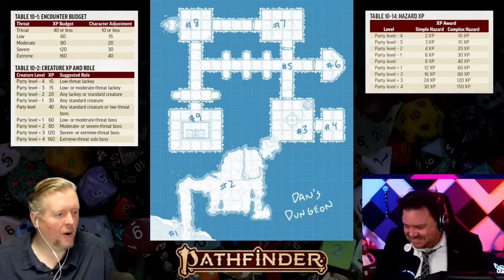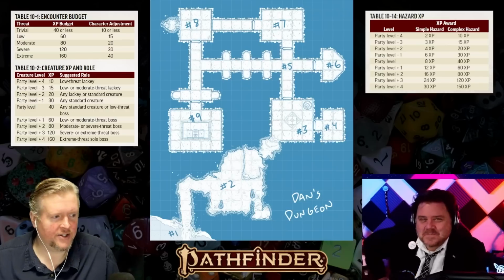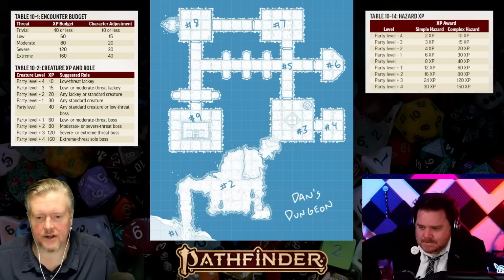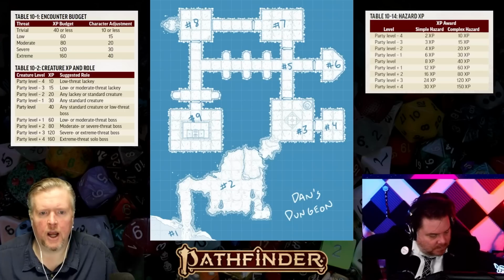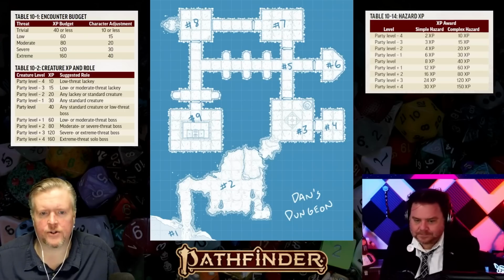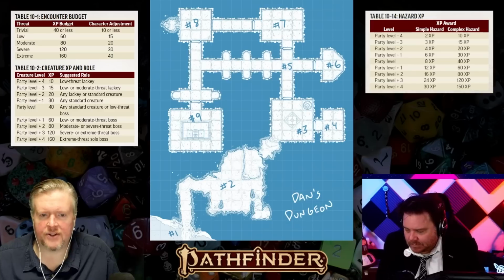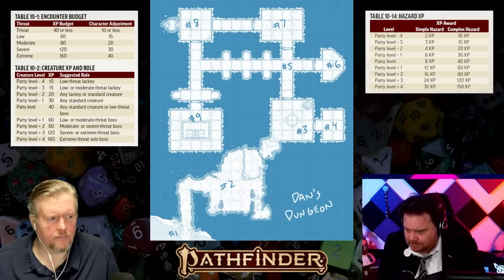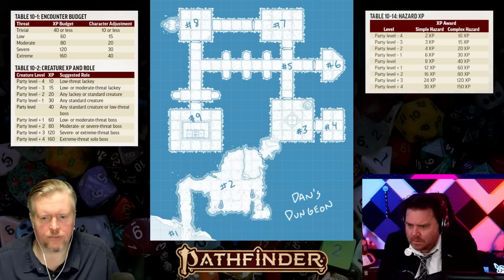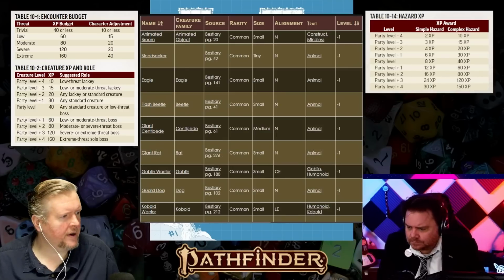Okay, so if you're thinking undead, let's go back to Archives of Nethys, and we're going to look at the encounter tables here, and we're trying to find a moderate encounter. So we have 80 XP. I don't think we should throw a level plus two creature at them. That's too powerful. But what we should maybe be looking at is something that's level one, roughly. And then maybe there's two of them, right?